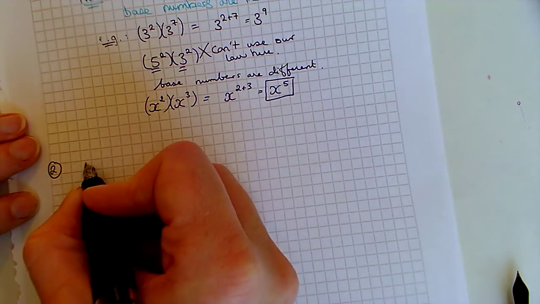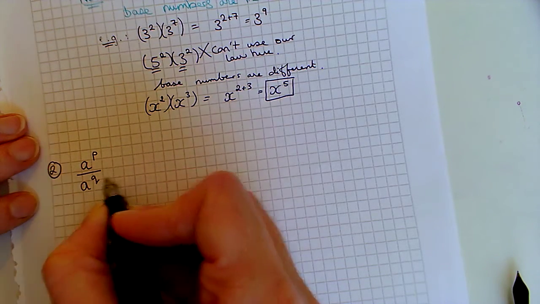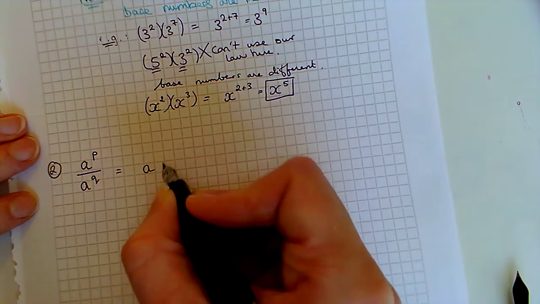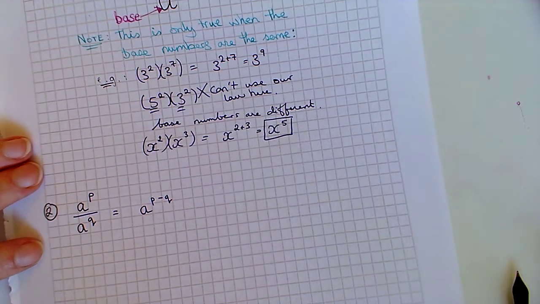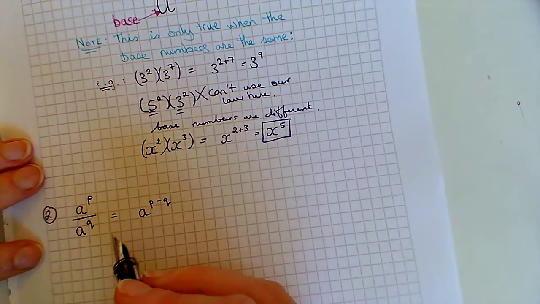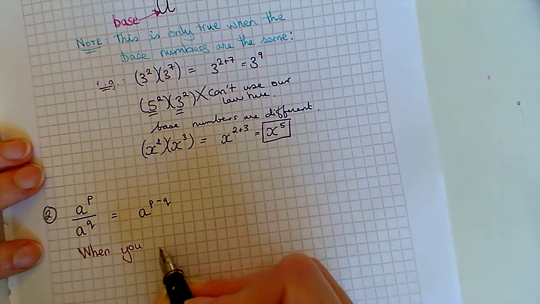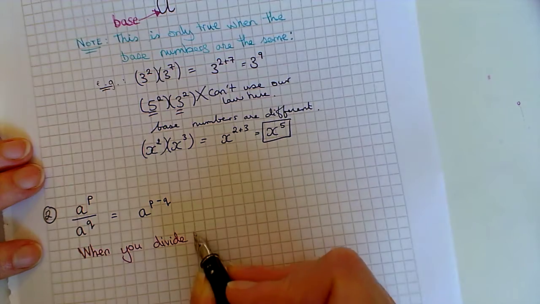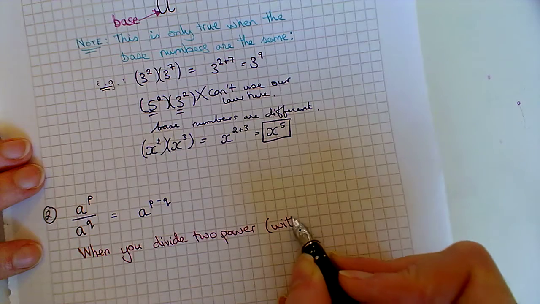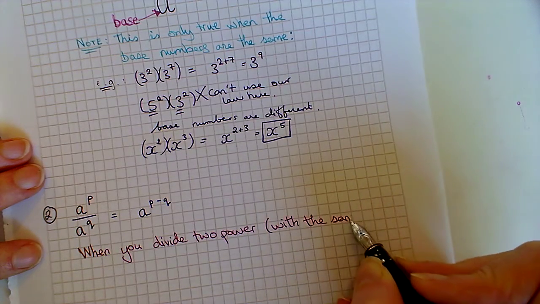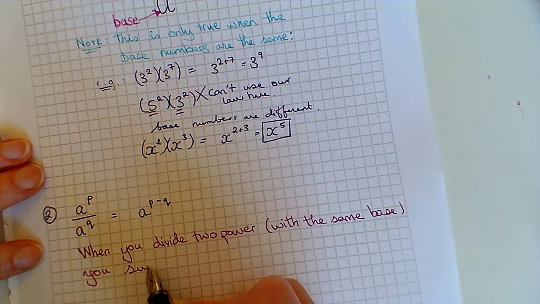The second law of indices is kind of the same thing, but for division. So when I have a to the power of p divided by a to the power of q, then I can write that as a to the power of p minus q. Or when I divide two powers, I subtract them. When you divide two powers, and again, it's important that they have the same base, with the same base, you actually subtract the powers.